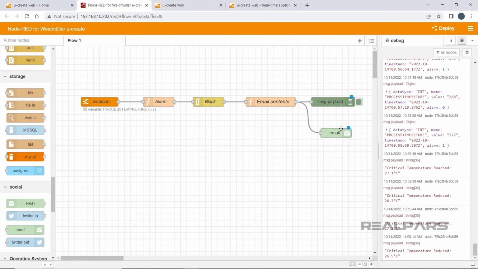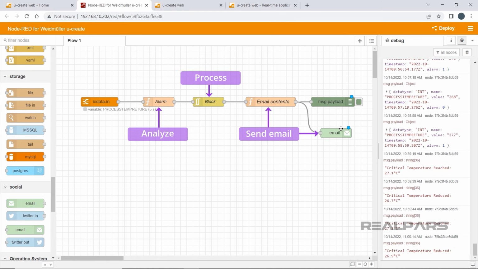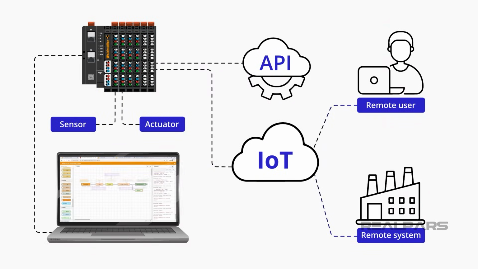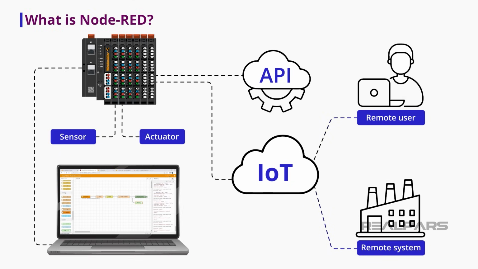By the end of the video, we will have built a Node-RED application that analyzes data, processes the data, and sends an email alert when the data is within a critical range. Before we start building our application, let's talk about what Node-RED is.